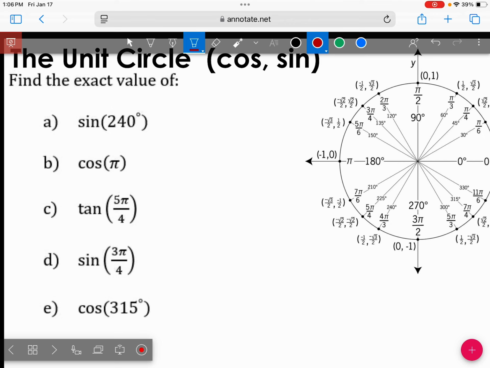So is sine the x or y value? Y, yep. And cosine is what? X. How do you find tangent? Is it x divided by y or y divided by x? Y divided by x. So quickly taking out your unit circle, let's answer these 5 questions.